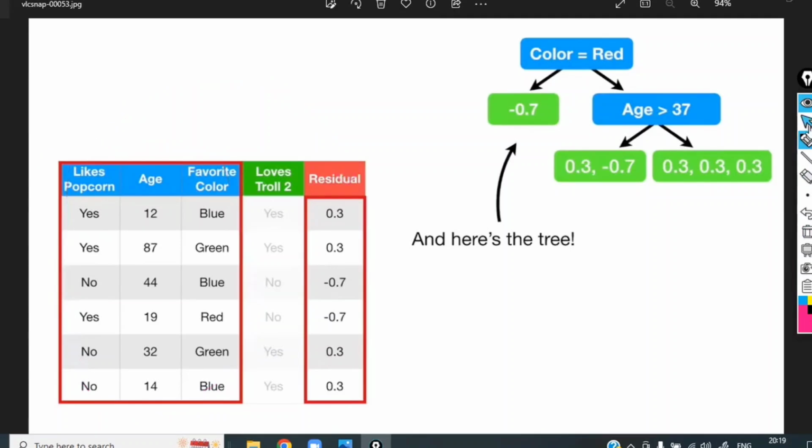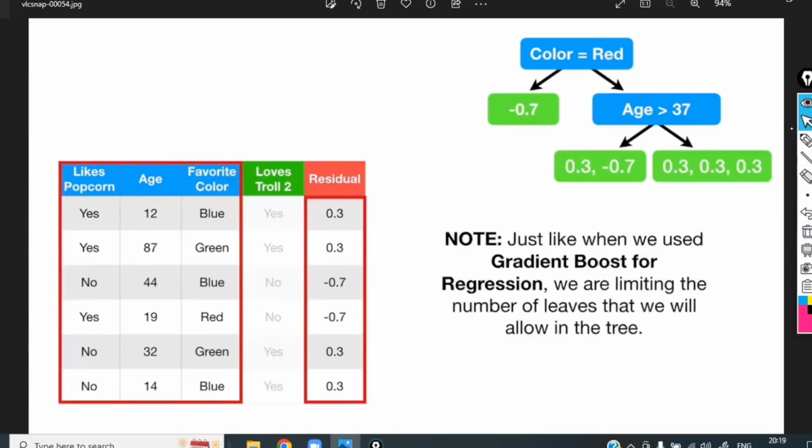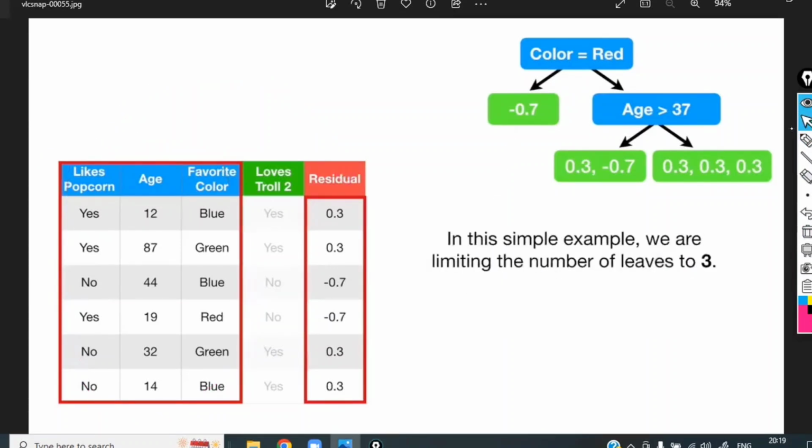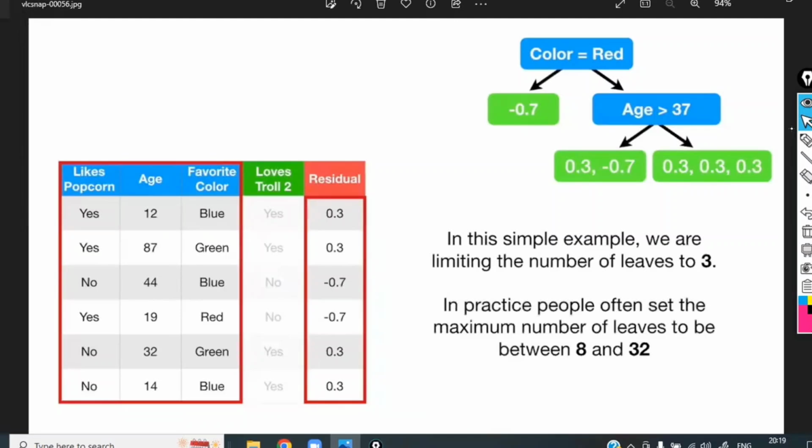Now, once the decision tree is calculated, we are going to convert this. In this simple example, we are limiting the number of leaves. Since we have a small data set, the number of leaf nodes is only 3. But if it is more than 32, we have to prune up to 32. In practice, people often set the maximum number of leaves between 8 and 32. So the maximum number of leaf nodes should be 8 to 32. You can't go more than 32. In gradient boost, the pruning is done based on the maximum number of leaf nodes.